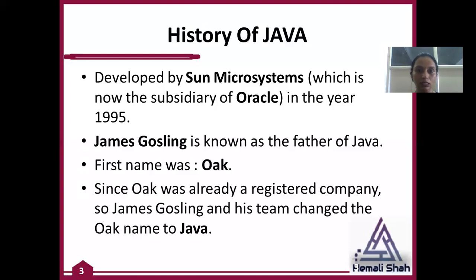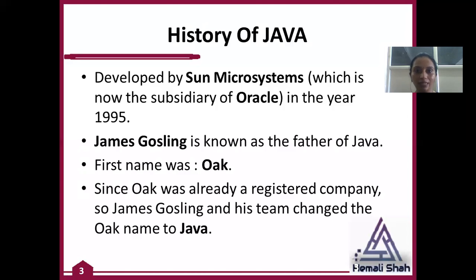But currently this Java is owned by Oracle. So you can download all the Java things from Oracle sites instead of Sun Microsystems sites. Previously it was available with Sun Microsystems, right? And this language was developed by James Gosling and his team, right? So that's why James Gosling is known as the father of Java.